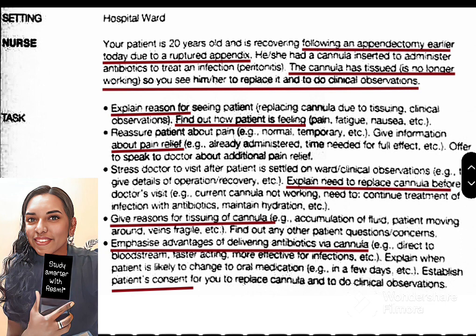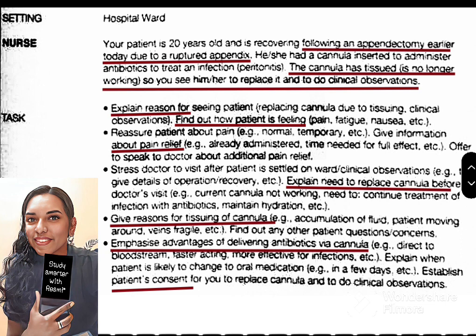So how can we start? Good morning, Mr. John. Then wait for the greeting back. After the patient greets back, you can continue. I am Rashmi Rajan, one of the registered nurses working in this hospital ward. I am the in-charge nurse for you today, or I am the one taking care of you today. Actually, I came here to replace your cannula because it is tissued and it's not working well, as well as for clinical observation. Before proceeding further, may I know how you are feeling now? Do you have any pain, fatigue, or any nausea? So that is the first task.